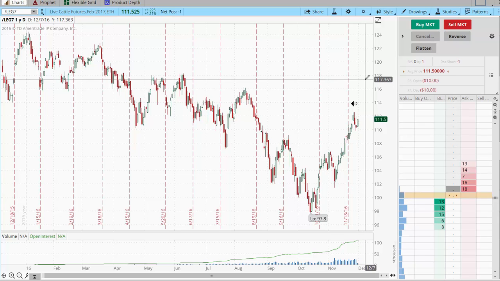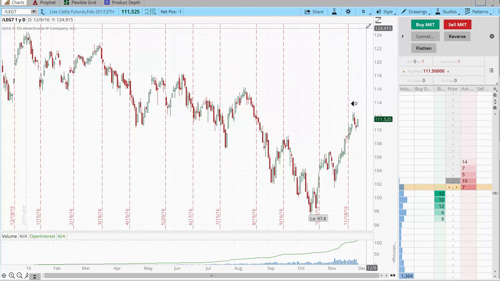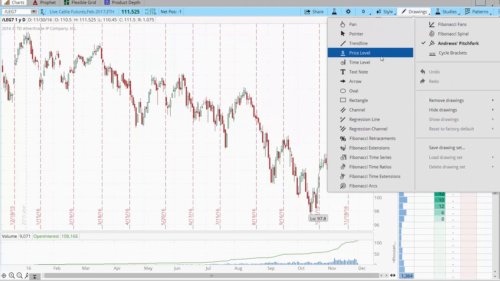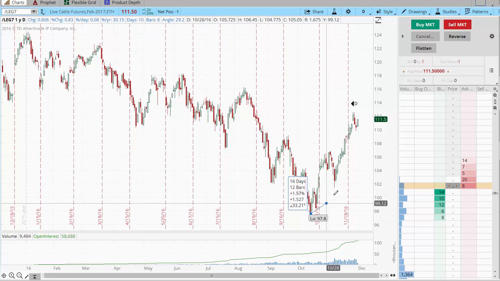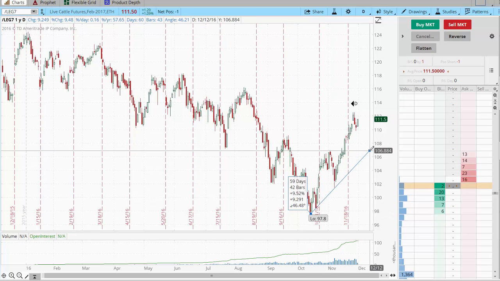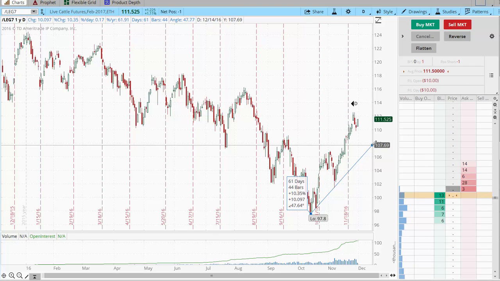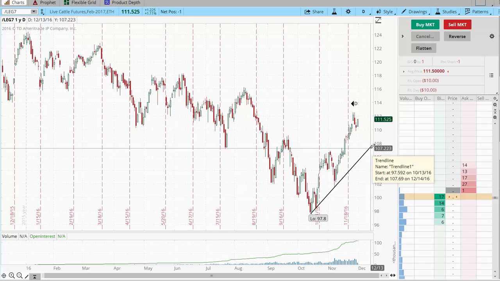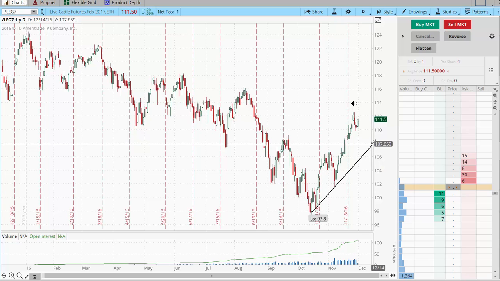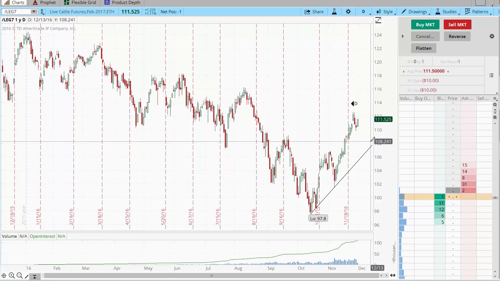So figuring that this has a ways to go. Okay, and let's just draw a line or two. Let's just use a trend line, for example. If we drew a simple trend line, we would see that price could easily get down to the 108 area, which is really not that far away.